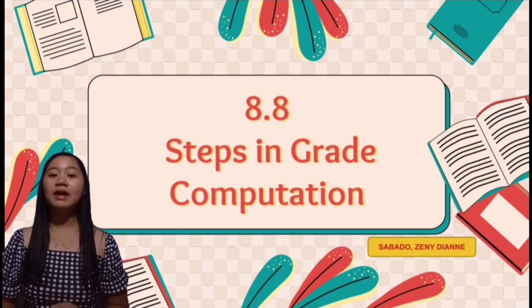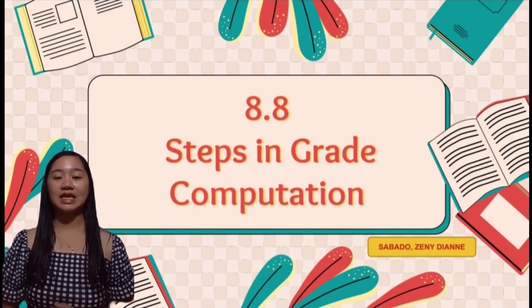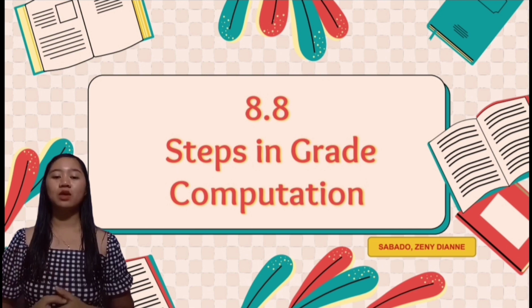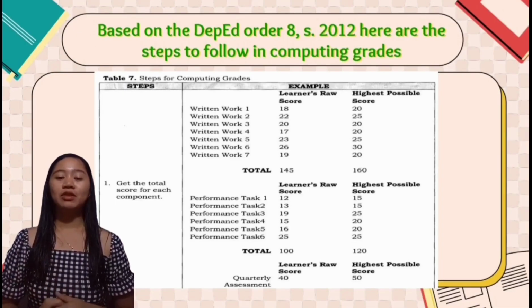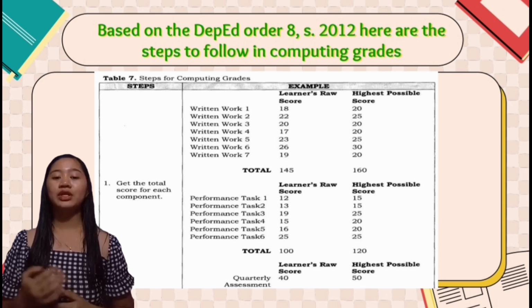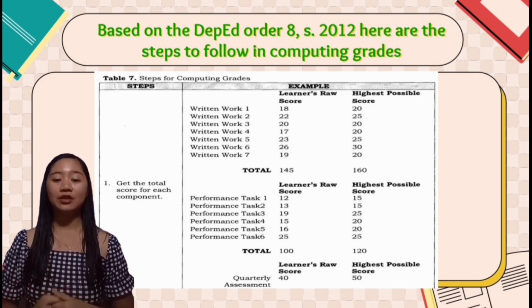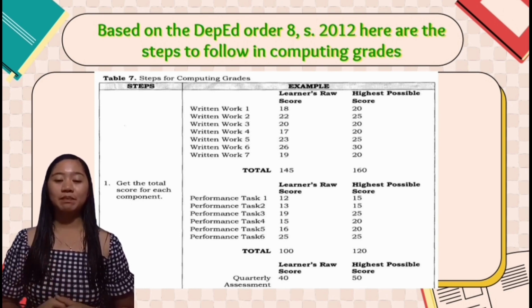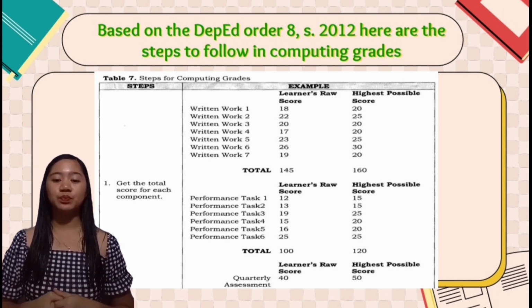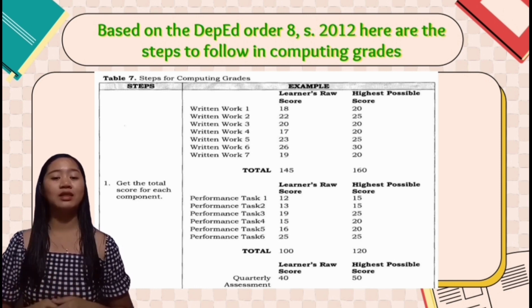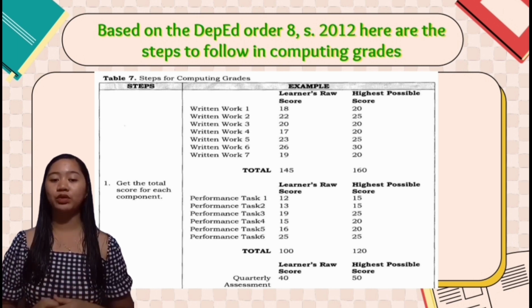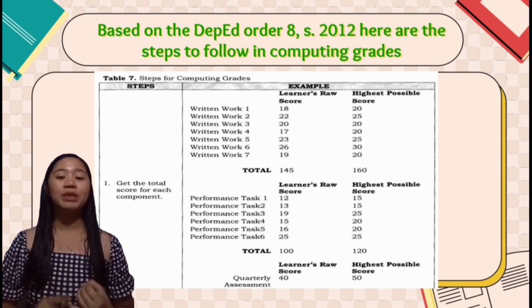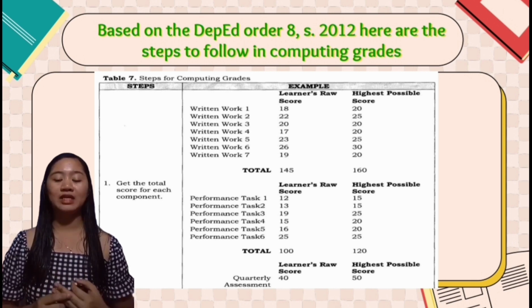Good day, everyone. My name is Zenida Yan A. Sabado. So my topic is all about the steps in grade computation. Based on the same DepEd Order 8, s. 2015, here are the steps to follow in computing grades. So the first step is to get the total score of each component. The first thing you do is to get all the learner's raw score and highest possible score of the components, which are the written work, performance task, and quarterly assessment.